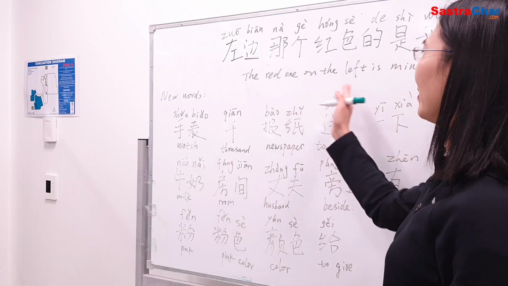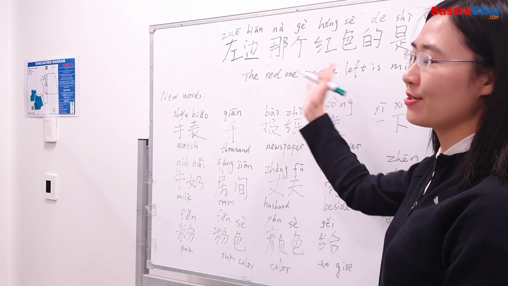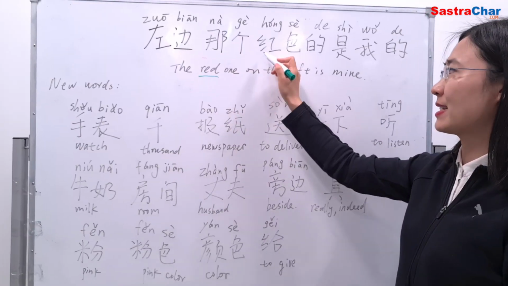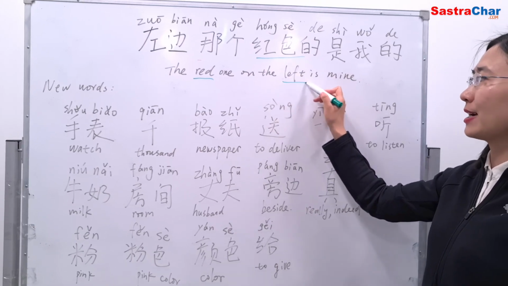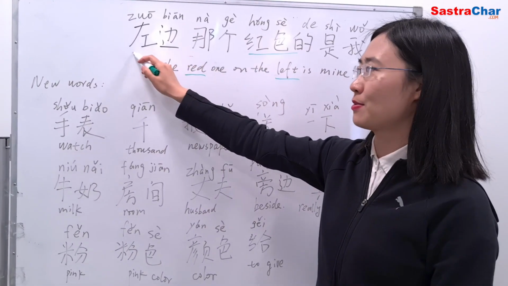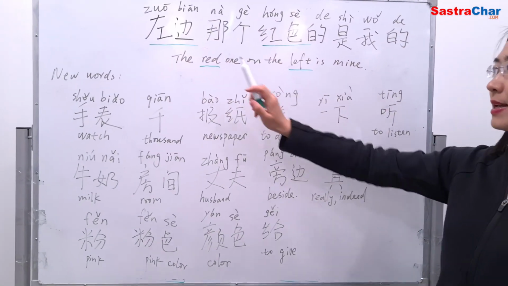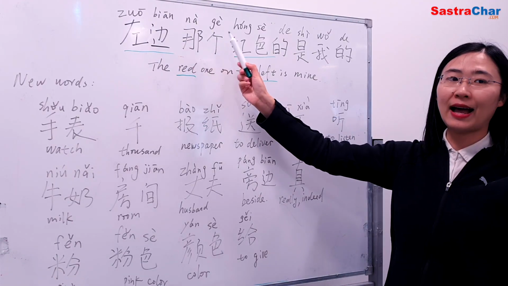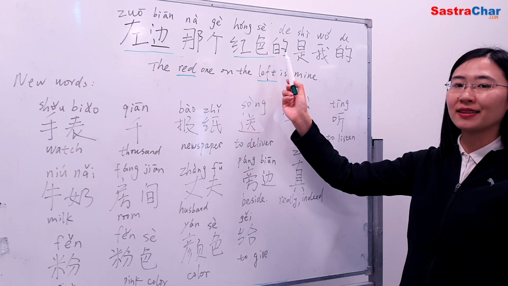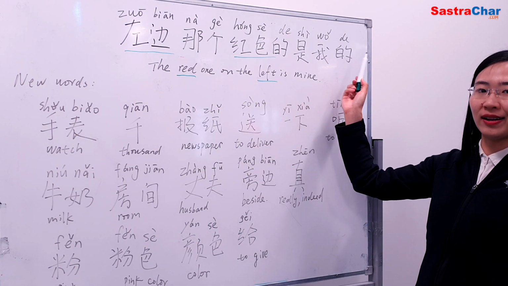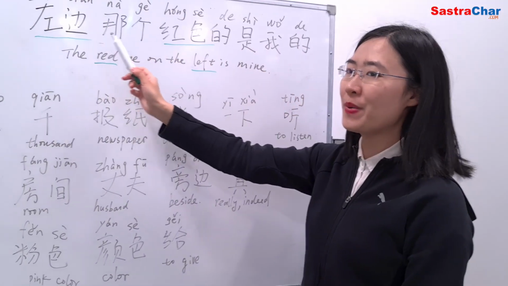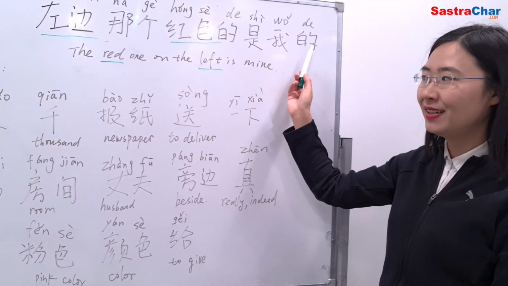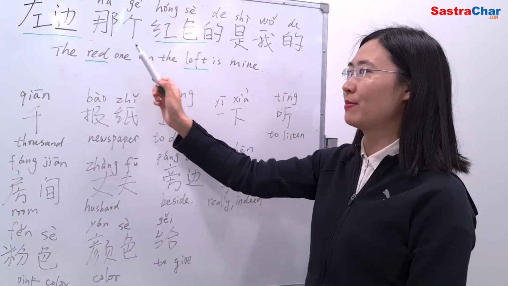The red one on the left is mine. So as you can see in this sentence, there is the color red, right? And there is the direction left, which is 左边. Okay, so let's read this title. 左边那个红色的是我的。Okay, the red one on the left is mine.